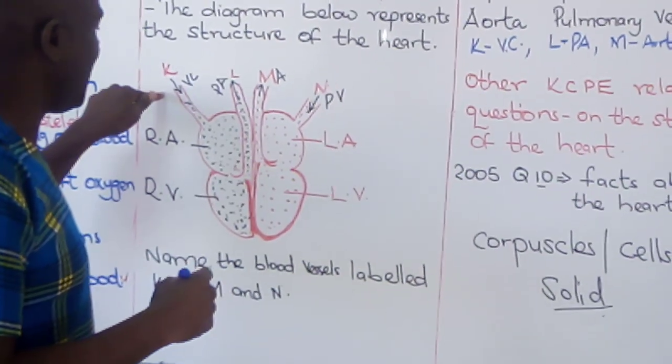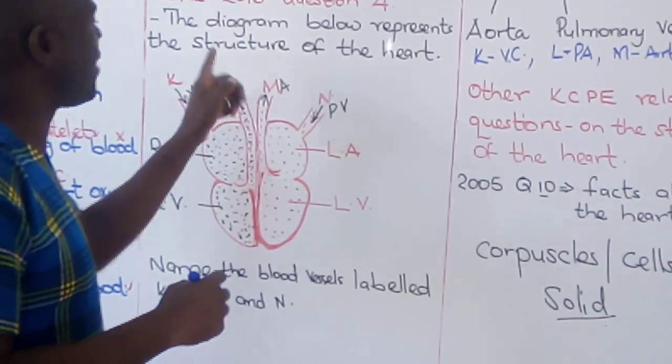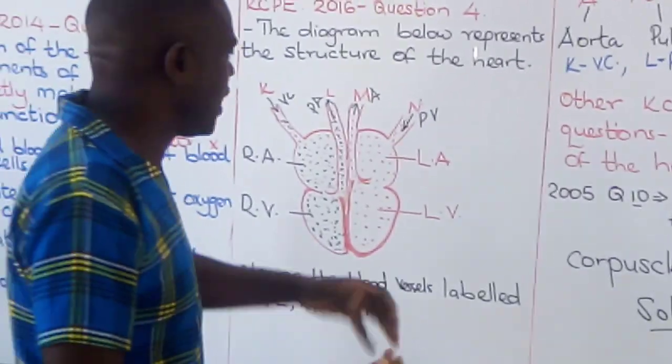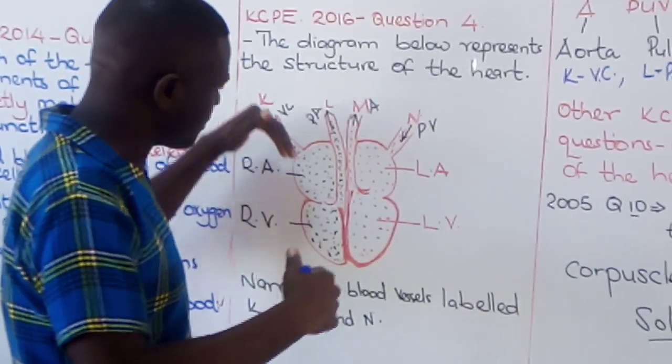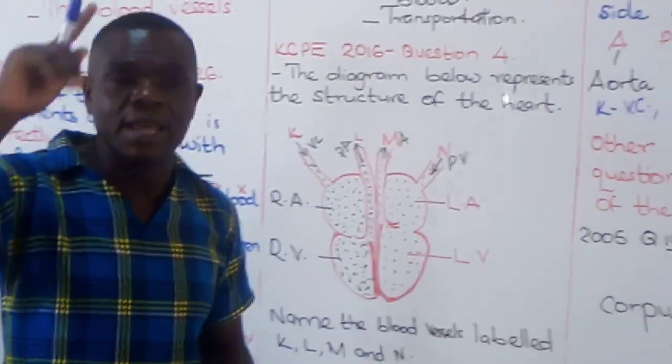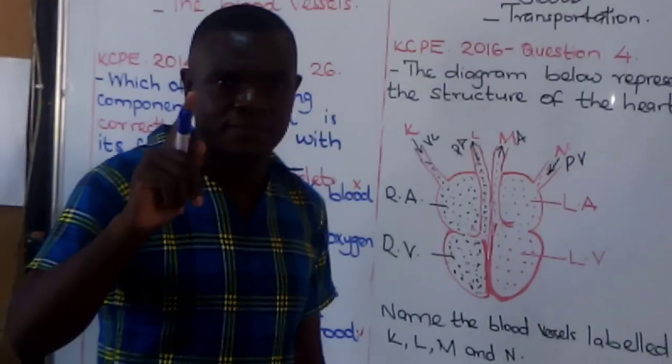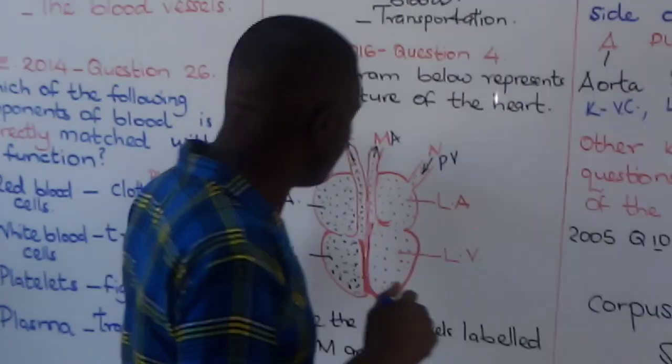Vena cava, pulmonary vein. So you can sing that song and you'll be able to understand the flow of the blood. That is the song. Yeah? So please remember that song.